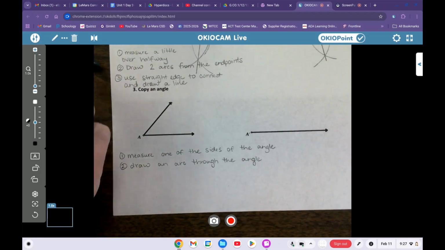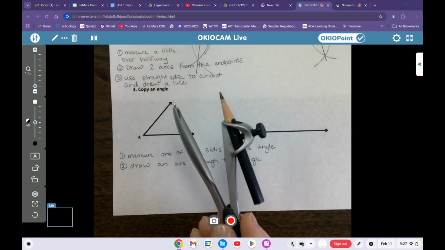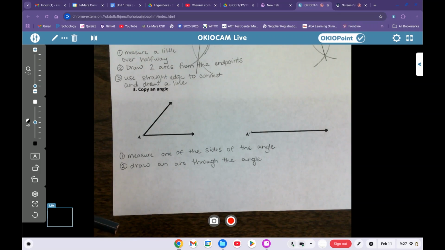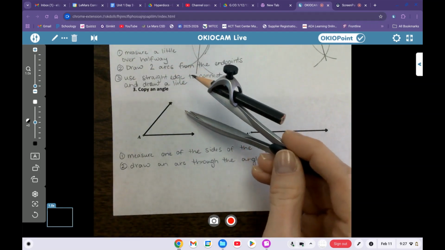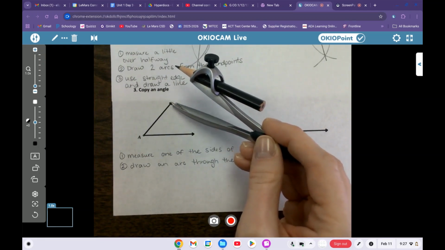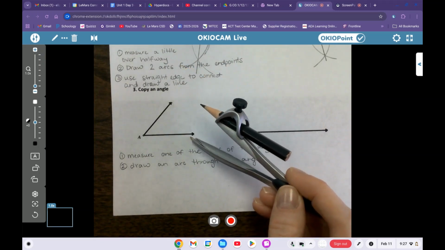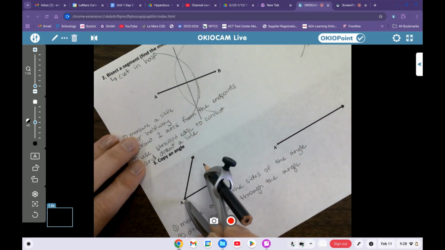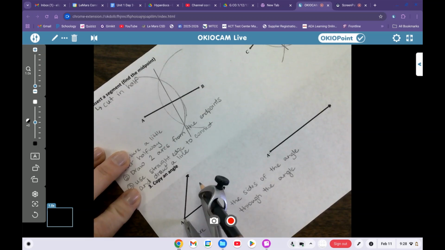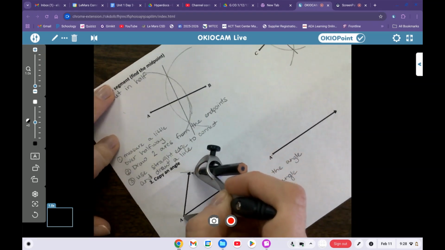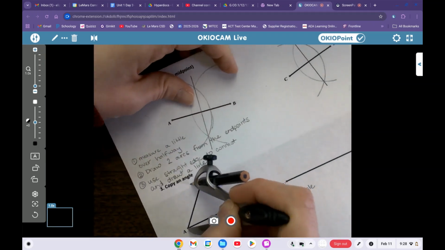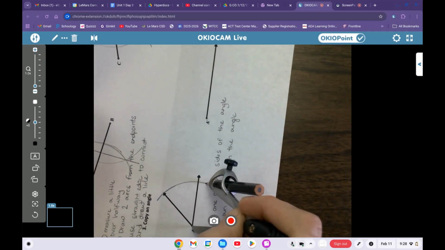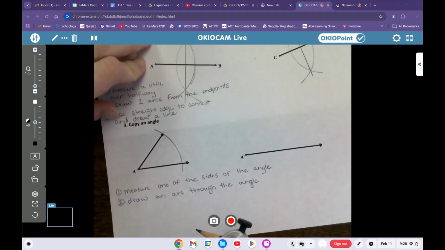Okay, so what I mean is I'm going to use that same measurement that I had there with my compass. I'm going to keep my pointer on A, and I'm going to draw an arc that goes through this angle. I want it to connect from this arrowhead, and I want it to go through the other side. Okay, so I'm going to put my pointer on A, and I'm going to draw an arc here, like so. Okay, so I just had to go all the way through.